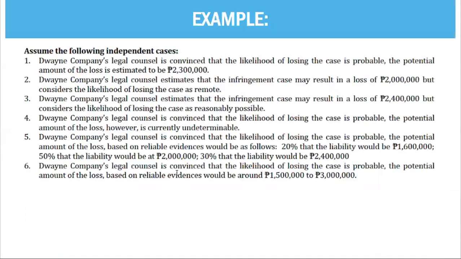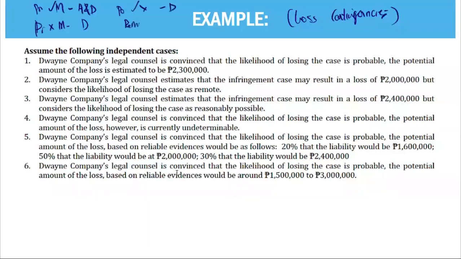So assume the following independent cases. These are loss contingencies. So let's have a review on our loss contingencies. If it is probable and measurable, accrue and disclose. Probable but not measurable, disclose. Possible, measurable or not, disclose. Remote, measurable or not, ignore. Okay, let's have an example.